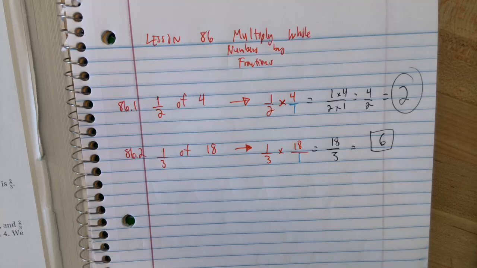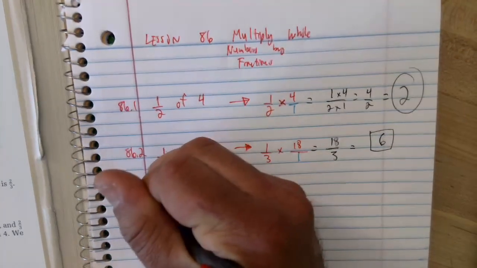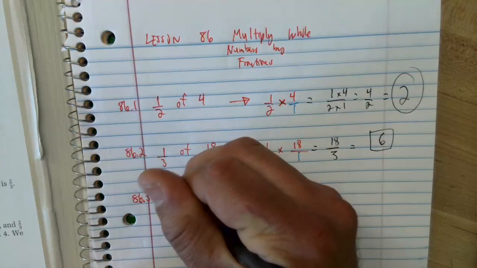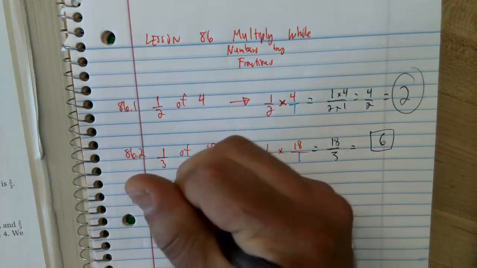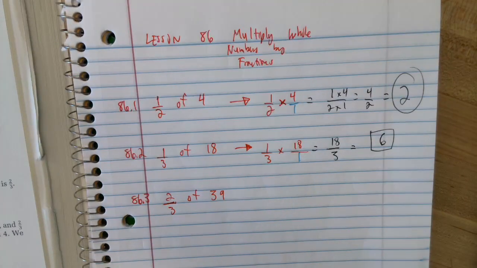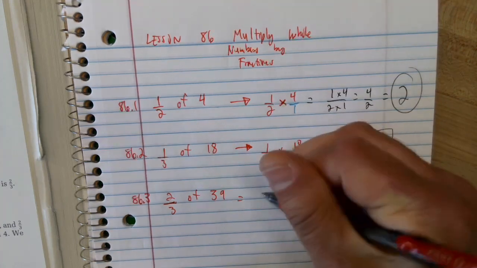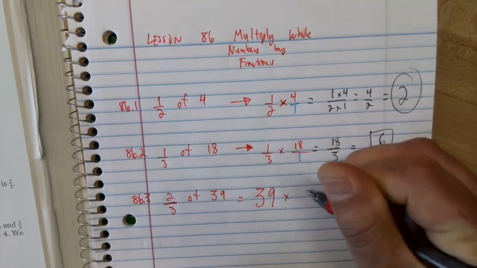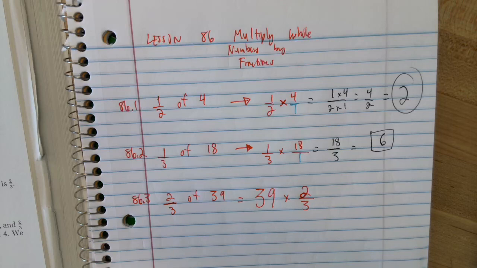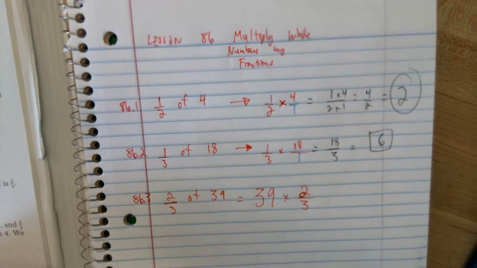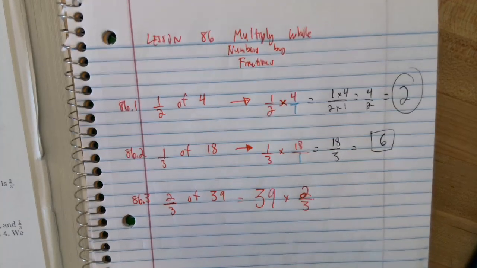Now, let's change it just a little bit. If I change the order, will you guys get really confused? 2/3 of 39. Or I could even write it like this, 39 times 2/3. Is it 13? No, it's not 13, because it's 2/3, not 1/3. What does that mean?